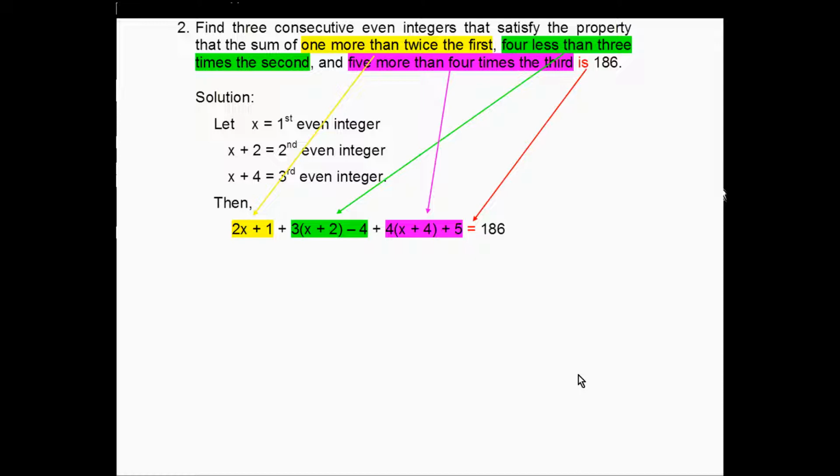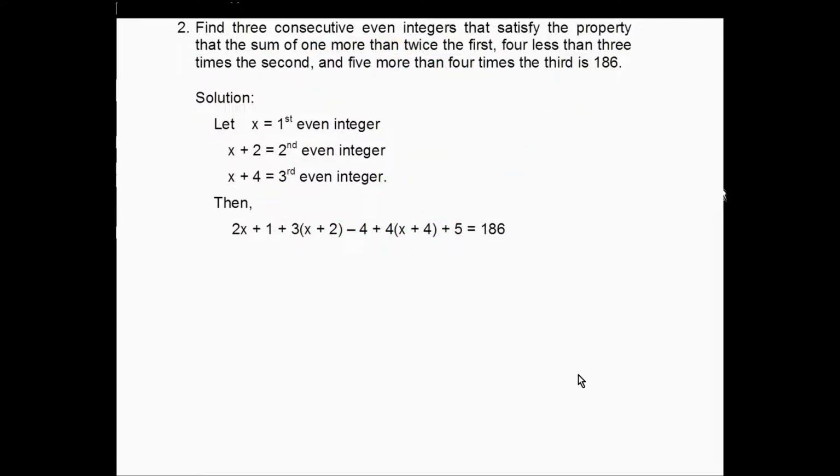Okay, now again, our first equation that we've written down is rather long. Okay, let's get rid of the color. So I'm going to have to distribute the 3 and distribute the 4. So I'll have 2x plus 1 plus 3x plus 6 minus 4 plus 4x plus 16 plus 5 equals 186. Okay? So I've distributed the 3 and the 4.